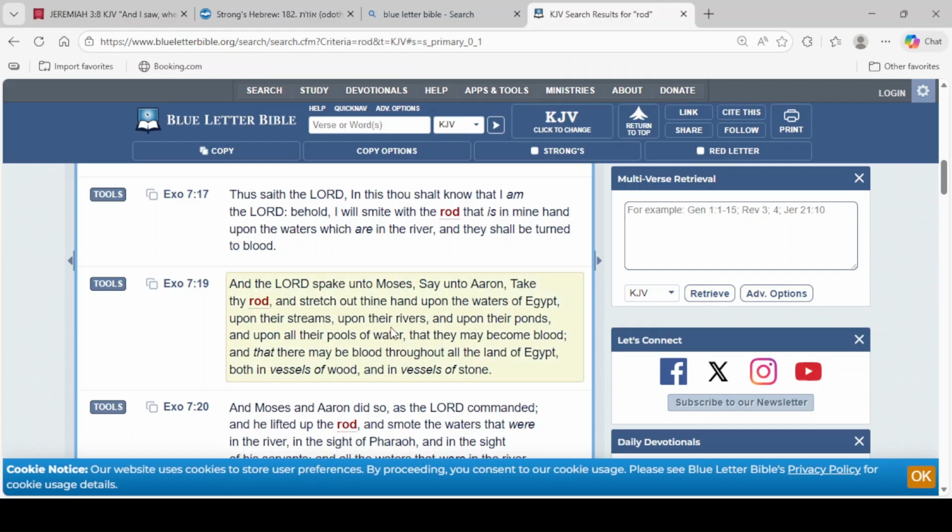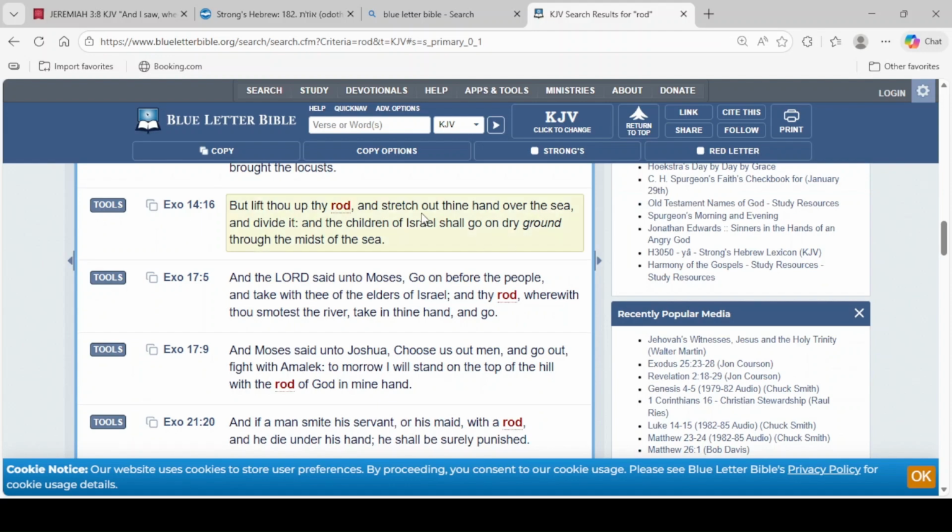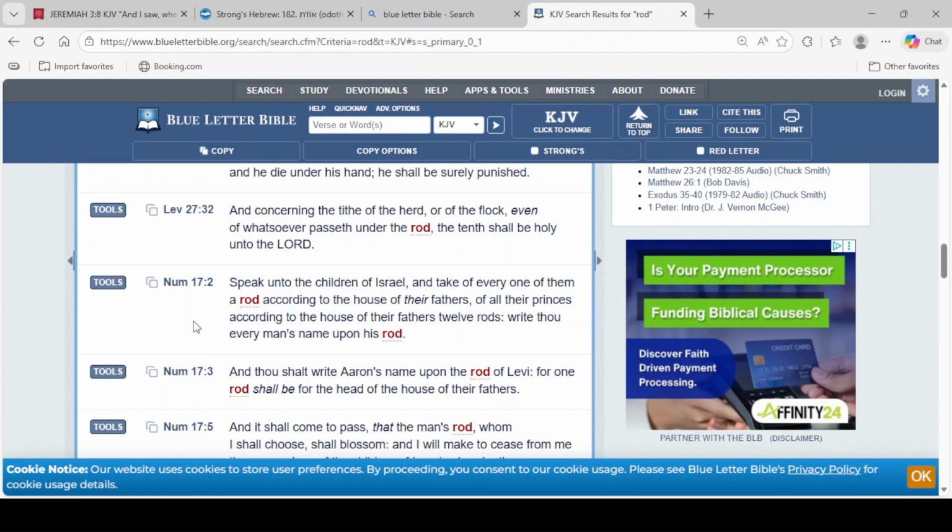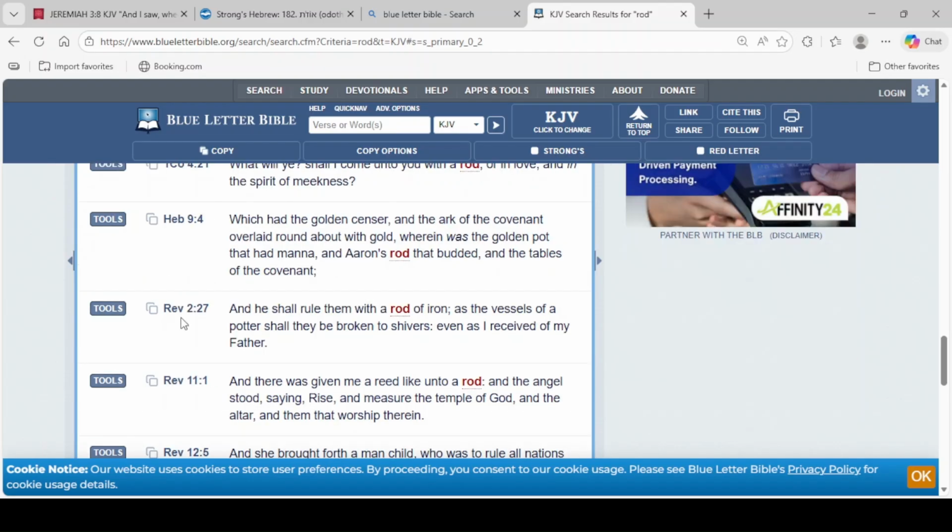Here, God turns water into blood. Here, he parted the Red Sea by way of a rod. Here, he discerned his calling by way of a rod. And here in Revelation, Christ clarifies, as a quote of Christ, that he shall rule them with a rod of iron. And he is literally the one that overcomes by way of obedience.